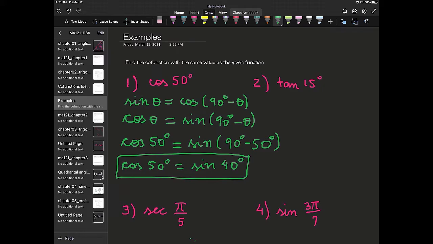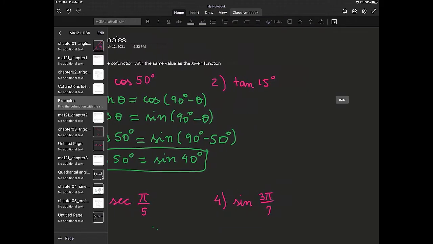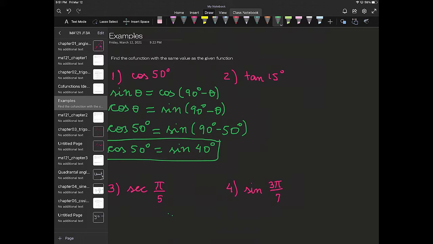For problem number 2, we have tangent of 15 degrees. To write tangent of 15 degrees in terms of its cofunction, the pair of functions tangent and cotangent are cofunctions. So tangent of an angle theta is equal to cotangent of 90 degrees minus the angle. We can also rewrite this for cotangent. So the cotangent of an angle theta is equal to the tangent of 90 degrees minus theta.